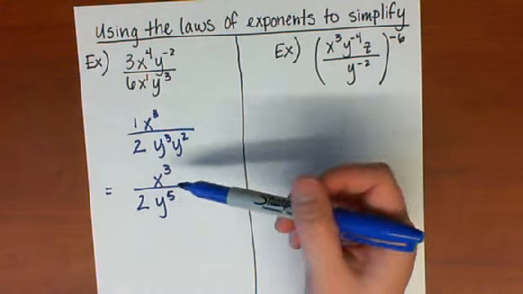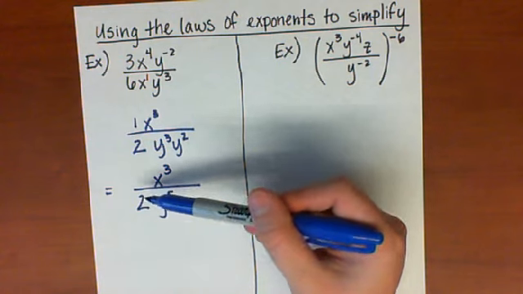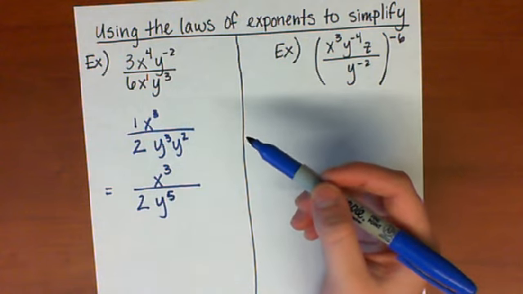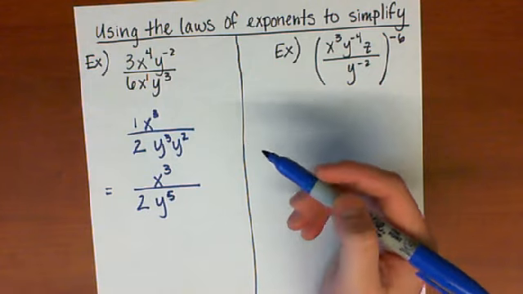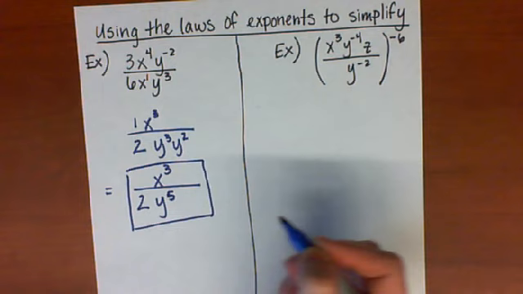Now I notice I only have x raised to 1 power, y raised to 1 power, and I've simplified my constants as much as possible. I also don't have any negative exponents. So that means that I have simplified this as much as possible.